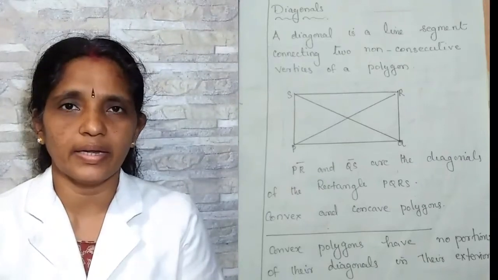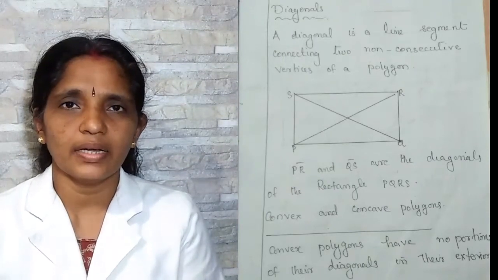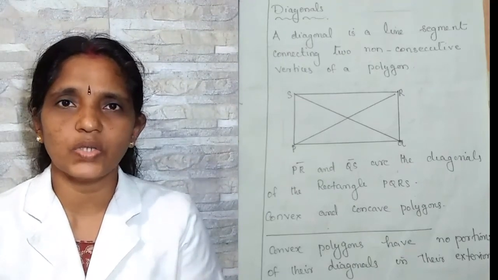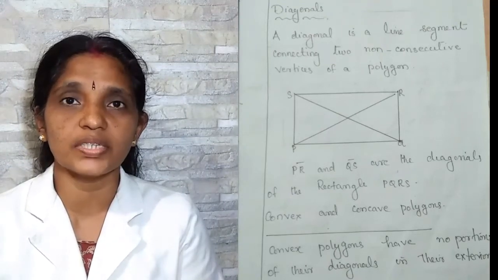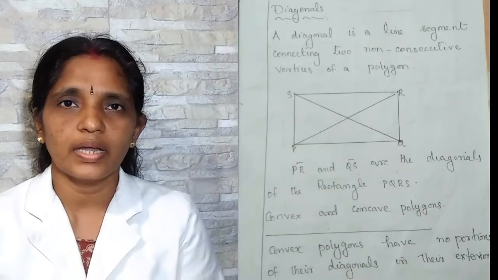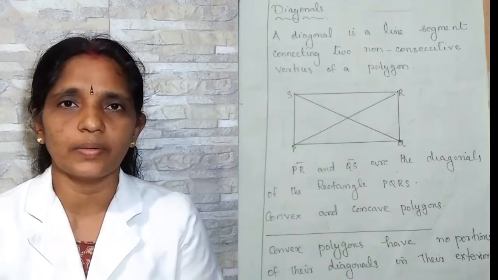First point, diagonal. What do you mean by diagonal? Diagonal is a line segment joining the opposite vertices of a polygon. Diagonal will join the opposite vertices of a polygon.